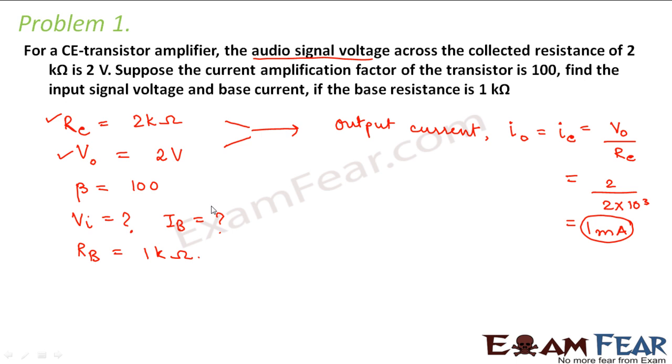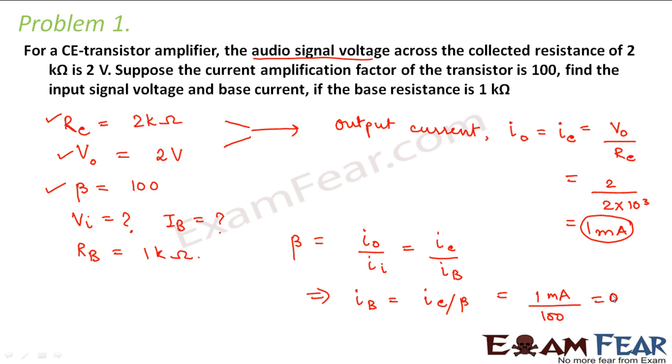Now we know output current and we also know current gain. So using this, we can say beta is equal to I output by I input, that is I collector by I base. So from this I can calculate the base current as collector current divided by beta. So collector current is 1 milliampere divided by beta is 100. So base current comes out to be 0.01 milliamperes. So this is my base current. So one portion is done.